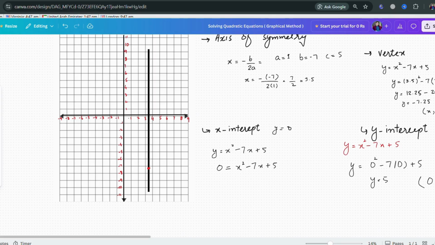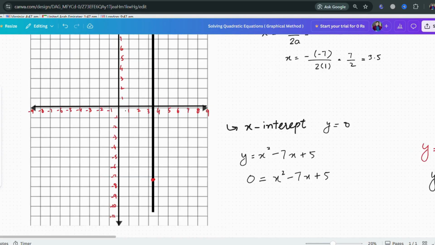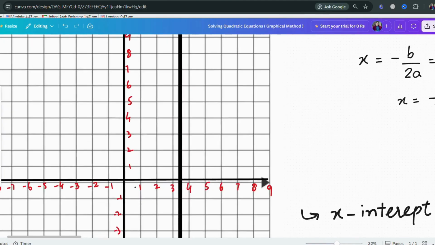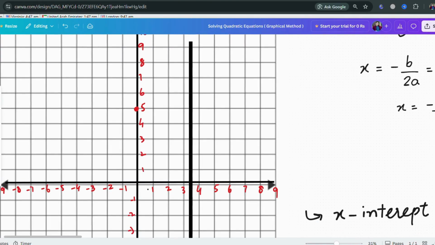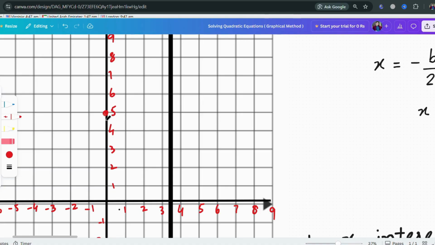Now let's just put the y-intercept. The y-intercept is (0, 5): when x is 0, y is 5. So this is where the y-intercept is. The corresponding point of this y-intercept should be at 1, 2, 3, and this is 3.5, just somewhere at this place, right? So this is going to be our second point.